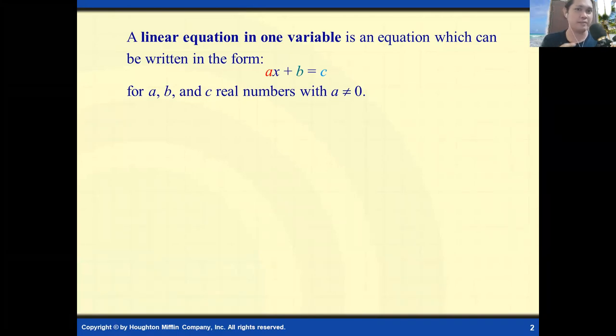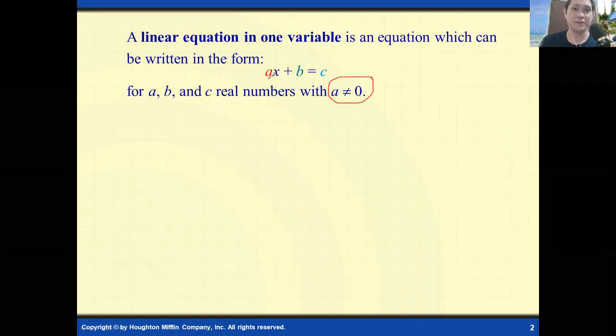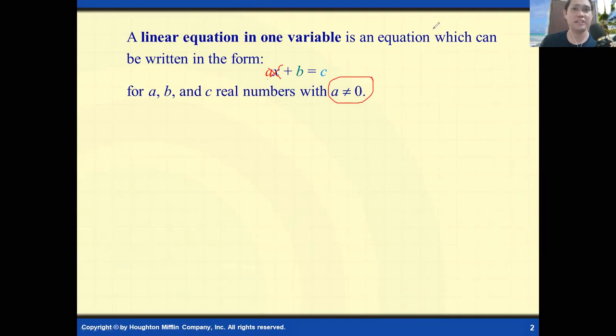A linear equation in one variable is an equation which can be written in the form ax plus b is equal to c, as you can see on the screen, where a, b, and c are real numbers with a not equal to 0. What will happen if a becomes 0? Why is the restriction here that a is not equal to 0? If a becomes 0, then the variable will be eliminated and there will be no more variable, so it's not considered a linear equation anymore. That's why there's a restriction here. It can be written as ax plus b is equal to c, where a must not be equal to 0. So please do not forget that.